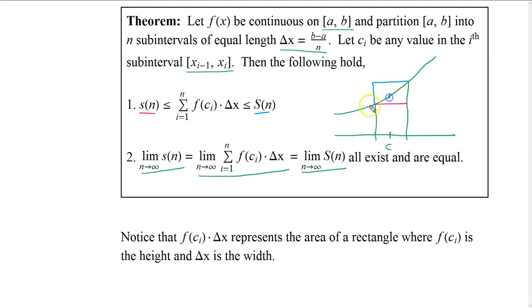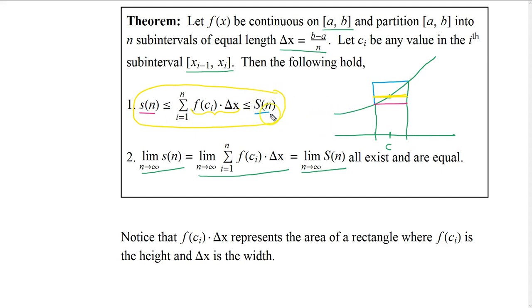If we evaluate the function f of ci and we take the height of the rectangle under the yellow curve, that would be representative of the middle term right here in the summation. And so you see the area under the red line is less than the area under the yellow line, and that's less than the area under the blue line. So that's where this inequality is coming from.